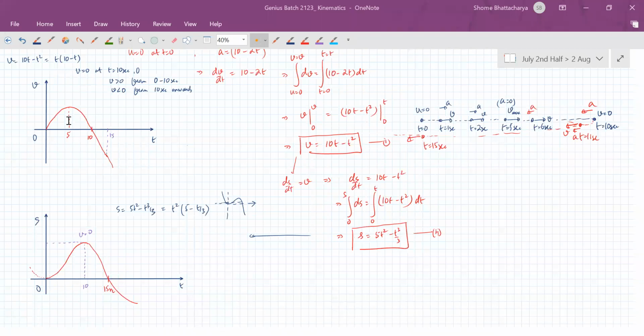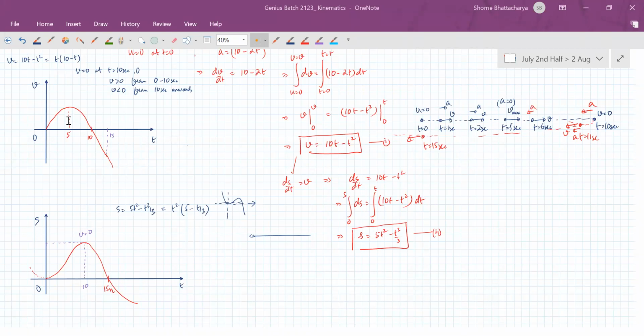So it returns to its original position at 15 seconds, right? Because returns to original means my displacement should be 0. So just look at the displacement-time equation and put s equal to 0. You'll get 3 roots actually, 0, 0, and if you factorize it, it's t squared into something. So 2 roots are common, 0, 0 and the third root is the 15 seconds, right?